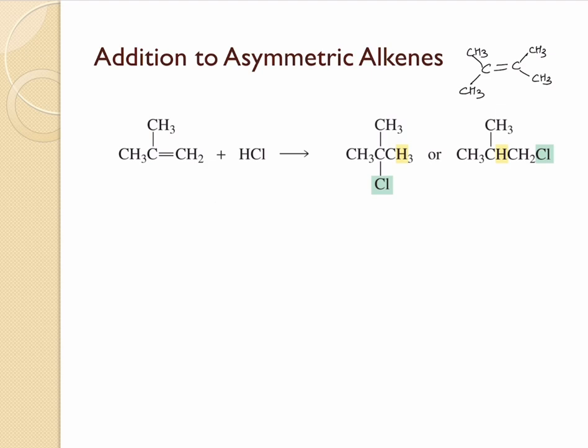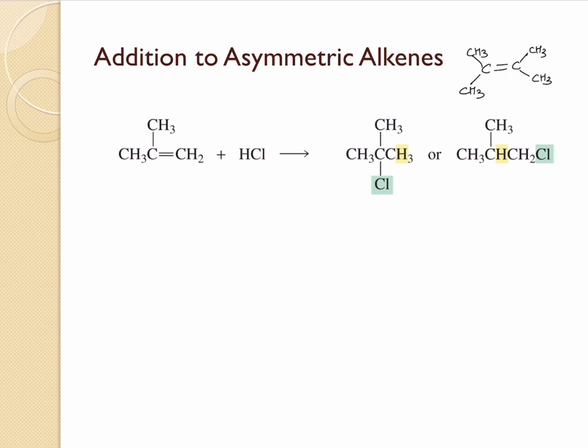When a symmetrical alkene undergoes an electrophilic addition reaction with HCl, it is only going to give us one product because it doesn't have any preference for the addition of the hydrogen. The hydrogen can go onto this carbon or it can go onto this carbon. Either way, it's going to give us only one product.